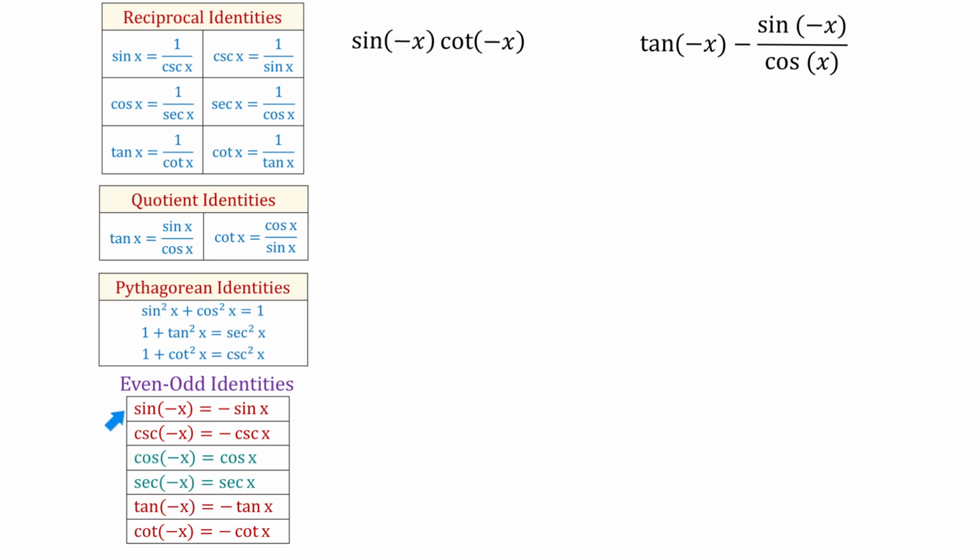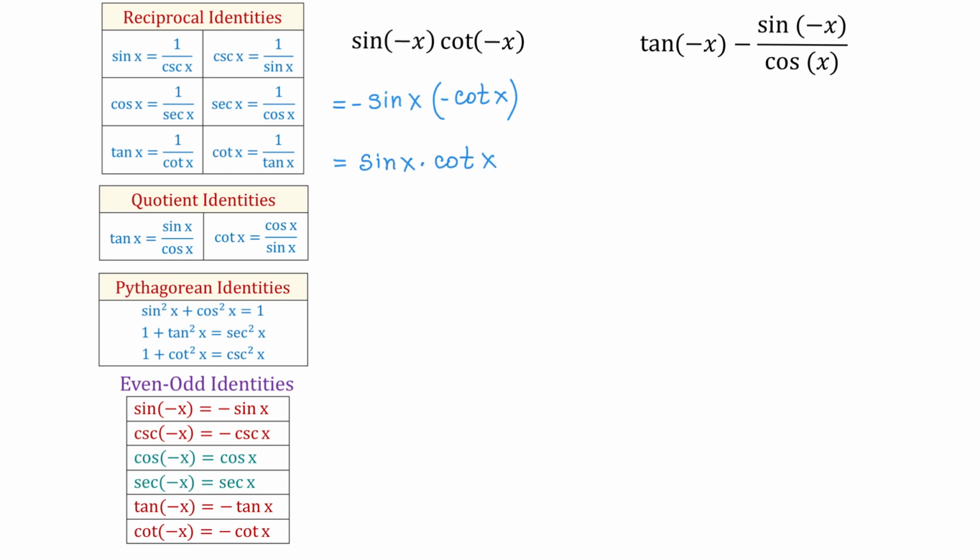Sine of negative x equals negative sine of x. So in place of sine of negative x, we will write negative sine of x. Now cotangent of negative x is negative cotangent of x. So in place of cotangent of negative x, we will write negative cotangent of x. Then negative times negative is positive, so now we have sine of x times cotangent of x.